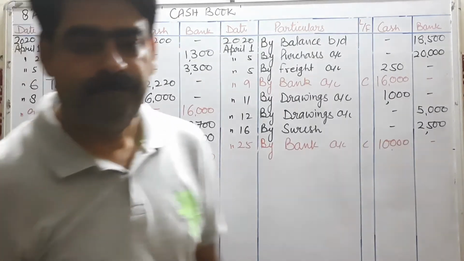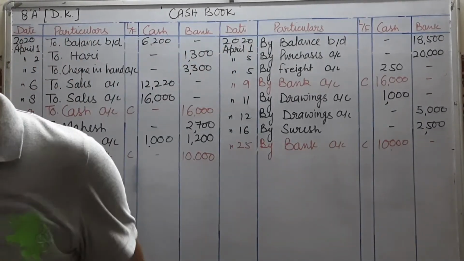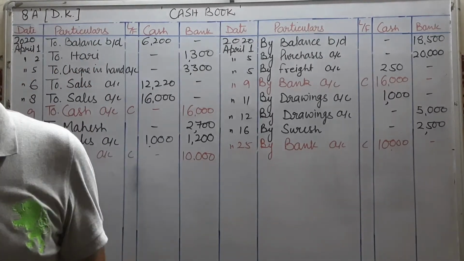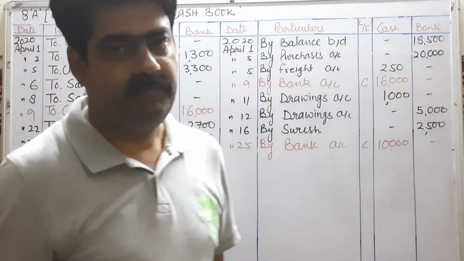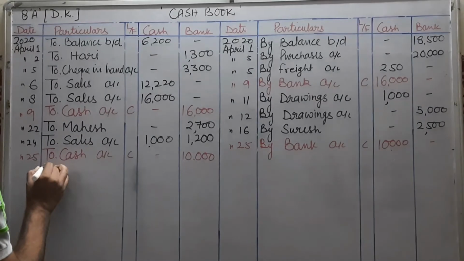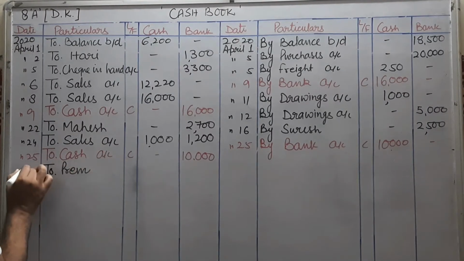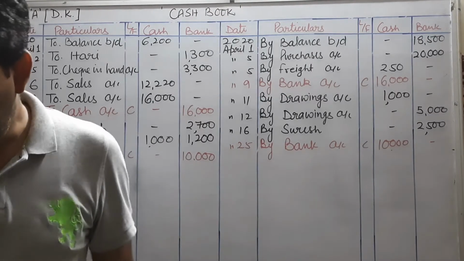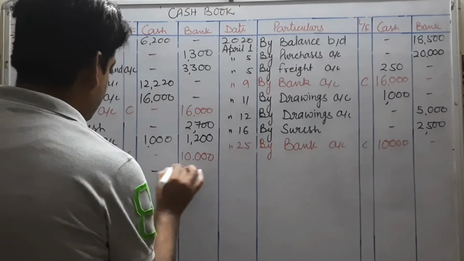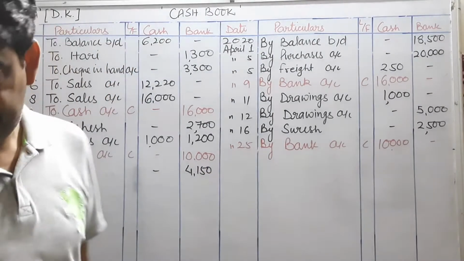Is that okay? Now we will see the next transaction, that is on April 26, received a check from Prem and sent it to bank immediately. So a simple journal entry will be there, that is bank account debit to Prem, and to Prem will come. Date is 26 and amount is 4,150. This 4,150 rupees will come in bank column.